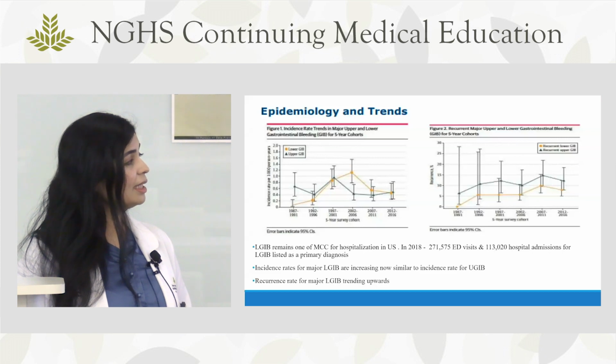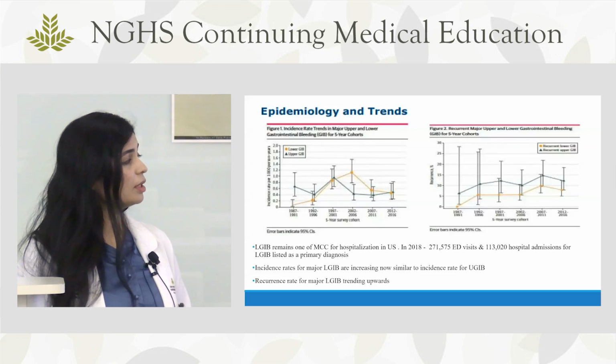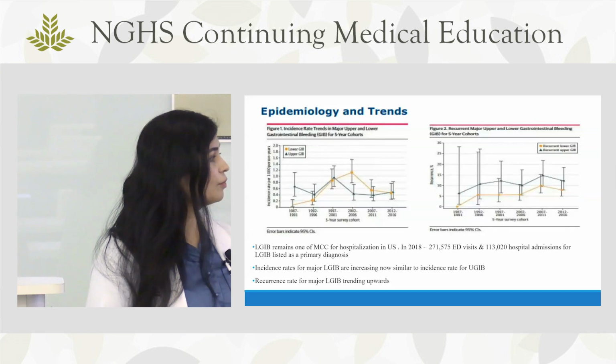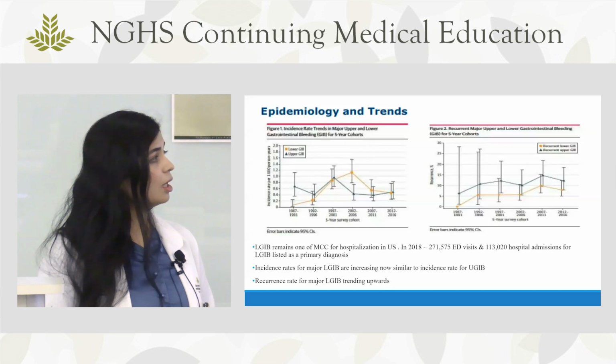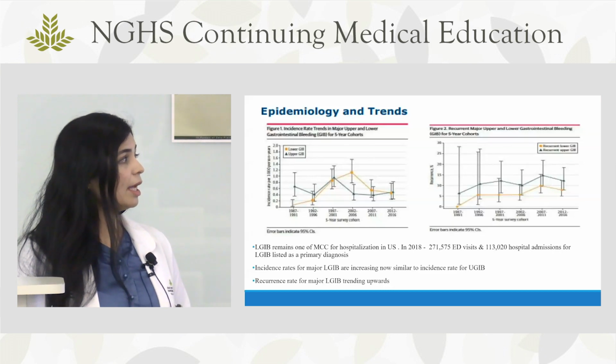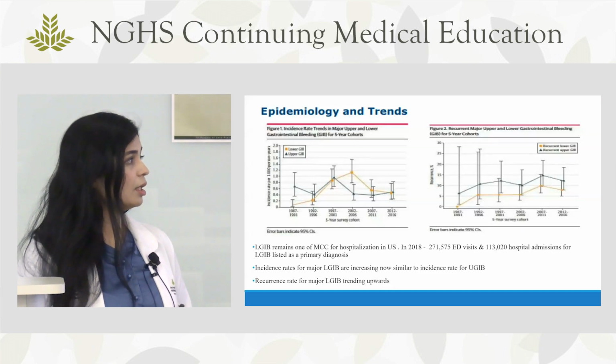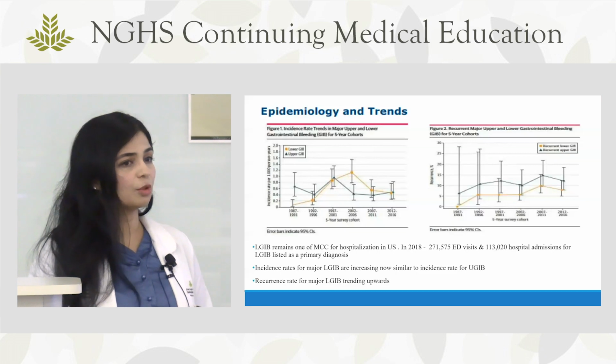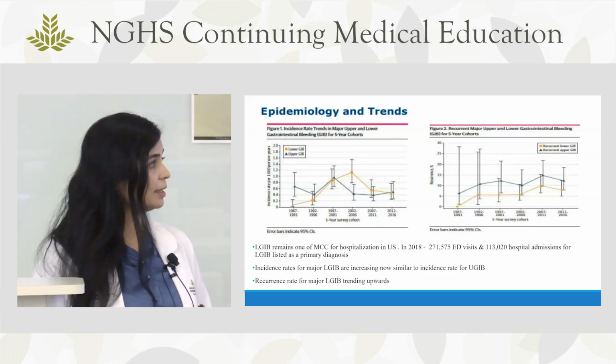And as you can see on the top left corner picture, the cohorts for the lower GI bleed, in terms of the risk of recurrence, are kind of trickling up and trying to match up with the upper GI bleed cohorts. So the recurrence risk of bleeding is actually getting higher for patients admitted for lower GI bleed.